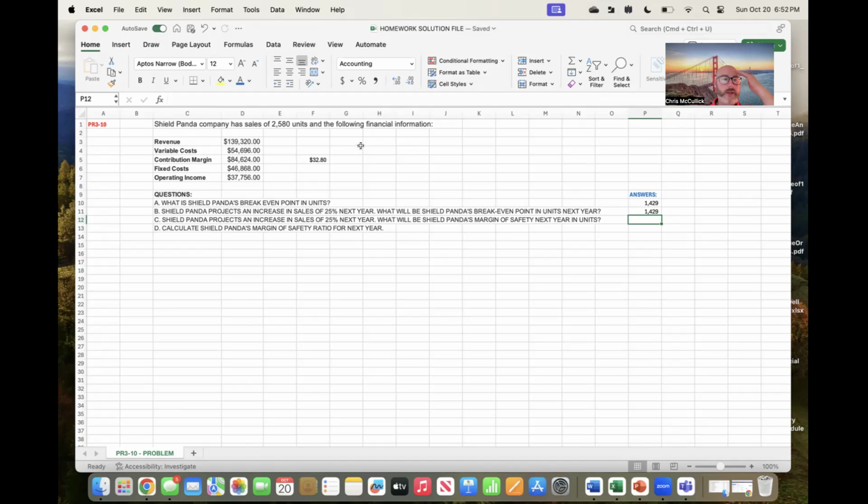So we need to calculate our total units. I'm going to do this calculation just up here. If we have an increase of 25%, so I'm going to take 2,580, which is the original amount of units we had right here. I'm going to multiply this by 1.25. That will give me a 25% increase. So the 2,580 plus 25%, when we multiply it by 1.25, gives me 3,225.